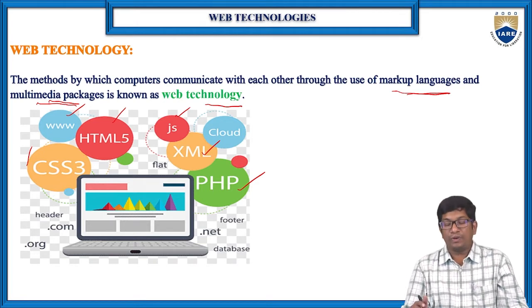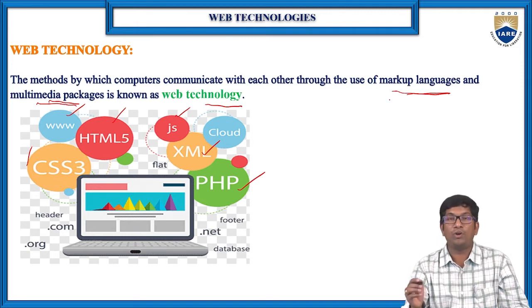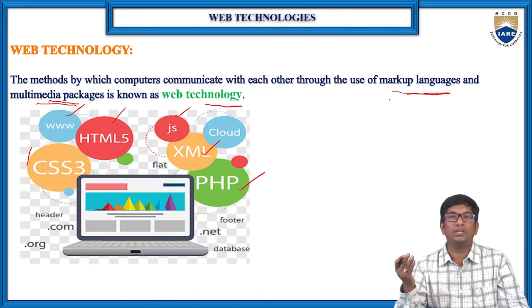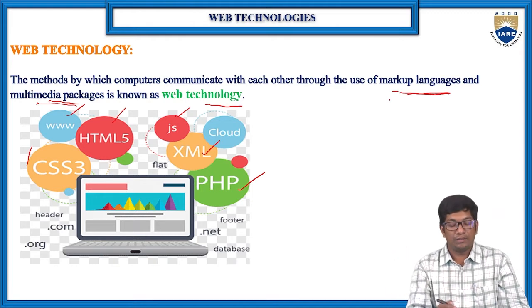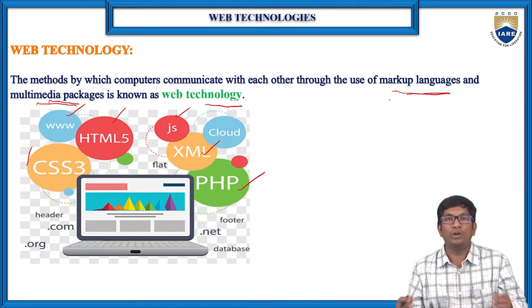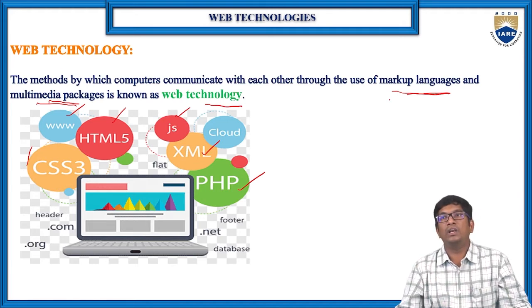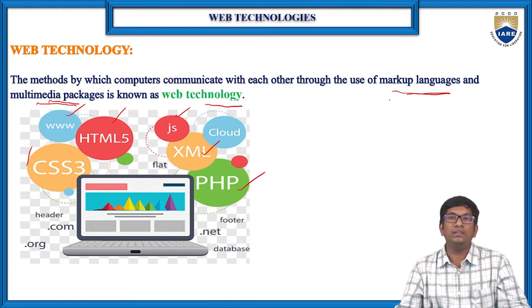Finally, to view the data in the internet in a particular format, we have to use markup languages, and to display multimedia data like graphical images, audio, video, we have to use multimedia packages. The combination of all these, we call web technologies. So if we want to communicate with computers, we need some technologies that are markup languages and multimedia packages.